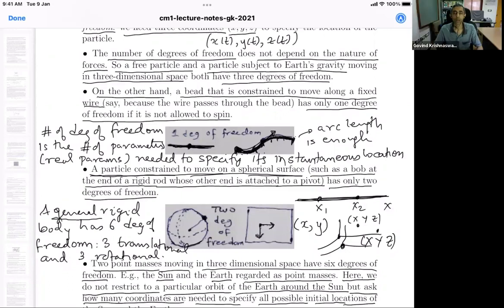Look, we have given a very clear definition. The concept of number of degrees of freedom is totally independent of any particular trajectory, type of force, nature of motion. All that is irrelevant. The number of degrees of freedom is the number of coordinates required to specify an instantaneous location of your system.